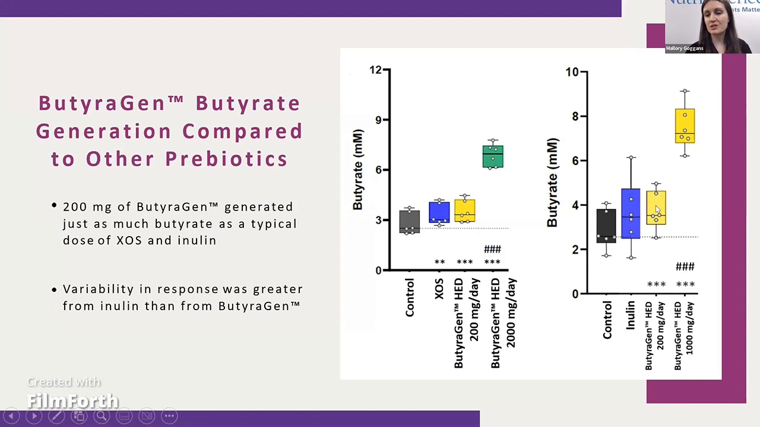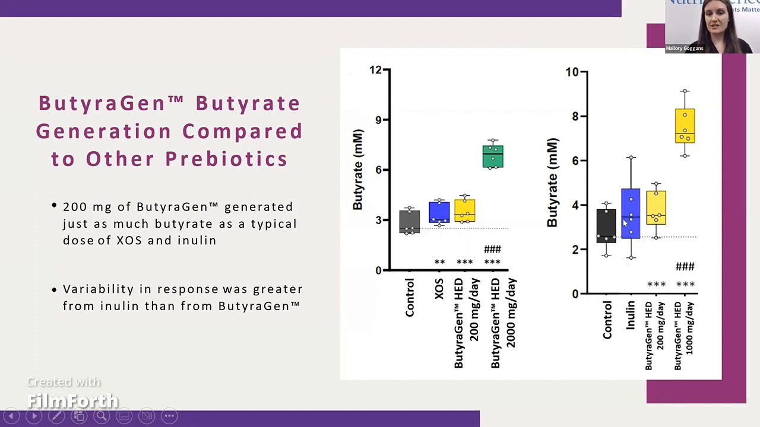Moving over to the inulin graph, we did see the same effect here. 200 milligrams of ButyraGen performed the same as inulin, which was a 4-gram dose. And of course, again, a higher dose, this one is 1,000 as opposed to 2,000, but still produced much more butyrate than the lower dose.